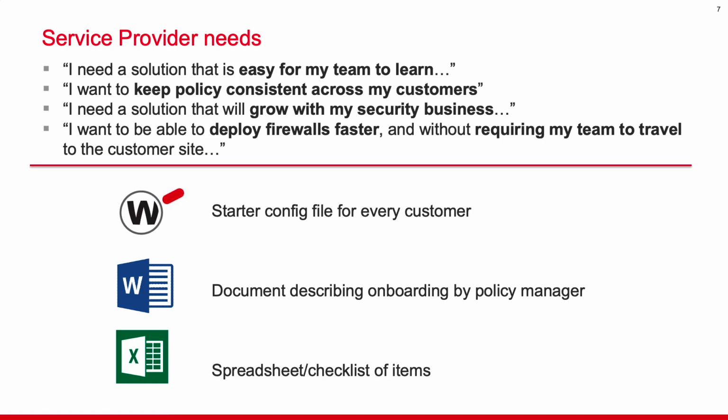And we'd see that often a partner would have a WatchGuard starter configuration for every customer. That's an XML policy configuration file. Sometimes or often they'd call it a gold configuration. Many partners had documents describing onboarding via Policy Manager, and then a spreadsheet or a checklist of work items, a to-do list, or a statement of procedure.